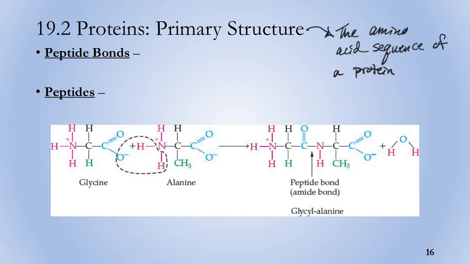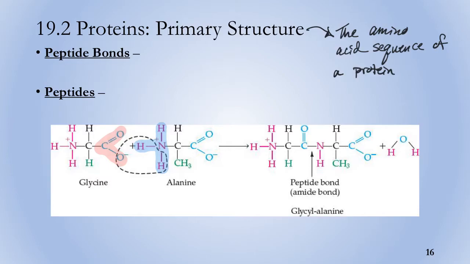Peptide bonds are essentially just the connector between two individual amino acids. And as you'll see in the picture, they ultimately form an amide. So we have here on the left glycine, which has that carboxylate group. And on the right, we have alanine, which has that ammonium group.